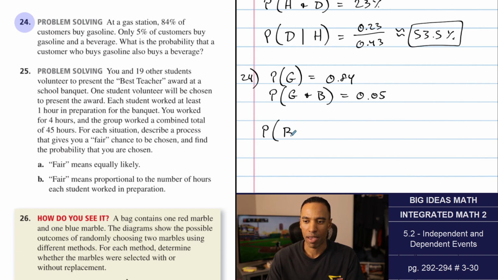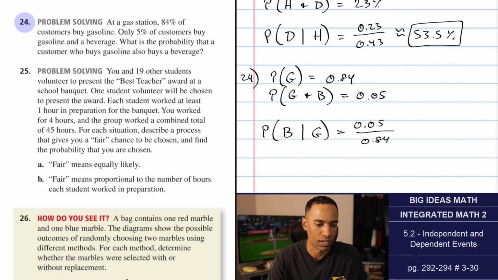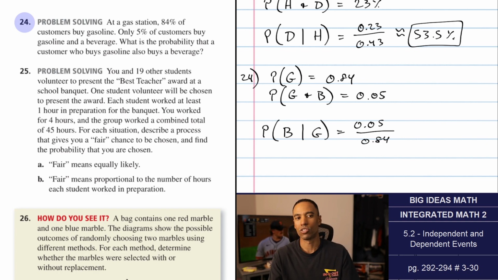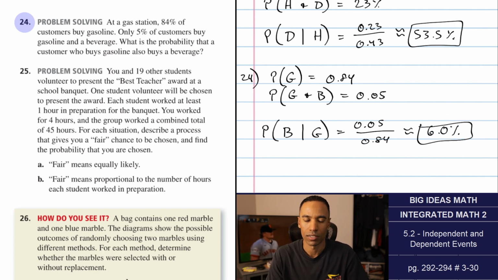A customer who buys gasoline also buys a beverage. We're looking at buying a beverage given that you buy gasoline, so we have to look at the entire gasoline crowd only and divide by them. It's 5% over 84%. You can literally just do 5 out of 84 on your calculator, but I'm using the percentage version. So 0.0595, around 5.95%, or about 6.0% of those who bought gasoline also bought a beverage.